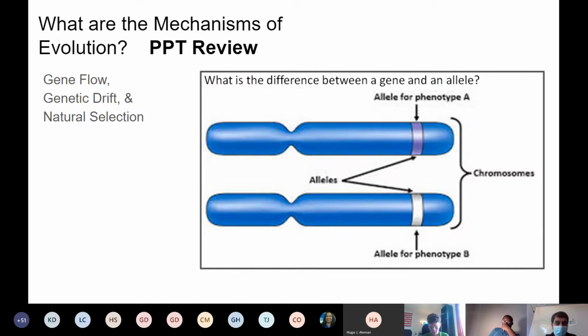Remember that genes are the actual locations of the trait. It's like where it is in the DNA. And the alleles are going to be the traits themselves. So for example, if you have a hair color gene, that hair color gene is a certain part of the DNA. And then for your hair color trait, you're going to have an allele from your mom and your dad. So you have a brown hair allele or a blonde hair allele, right? It's just referring to the traits.